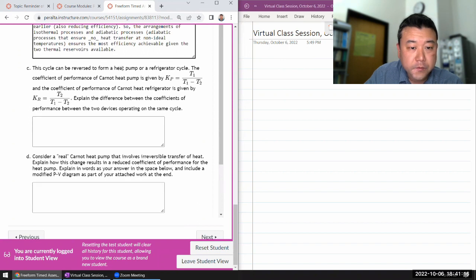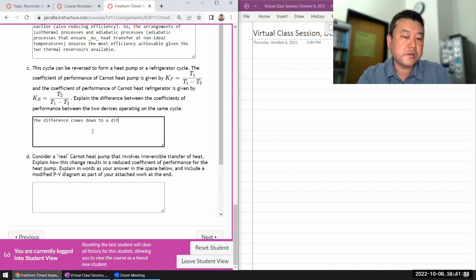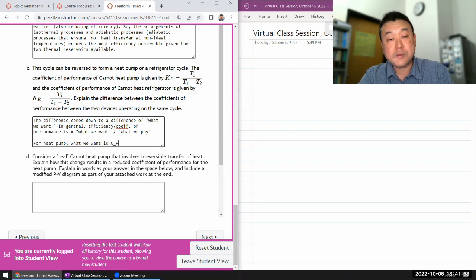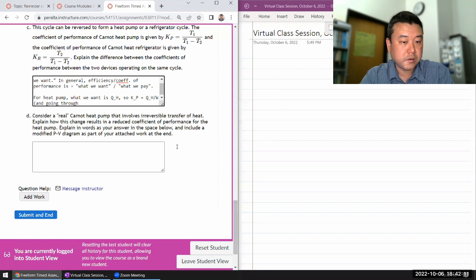The cycle can be reversed to form a heat pump or refrigerator cycle. Coefficient given by that, right? Coefficient given by that, okay. The difference comes down to a difference of what we want. In general, efficiency or coefficient of performance is the ratio, what we want divided by what we pay. For a heat pump, what we want is QH, heat input into the high temperature reservoir. So the coefficient of performance for a heat pump is QH divided by work, and going through the usual derivation gives the expressions shown.